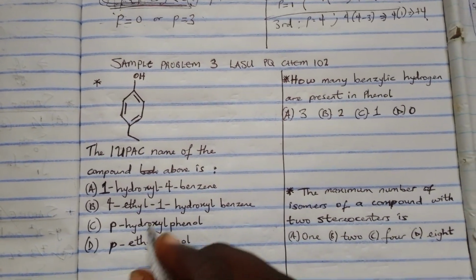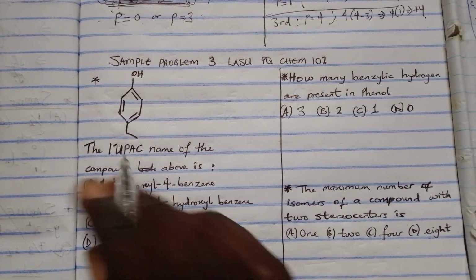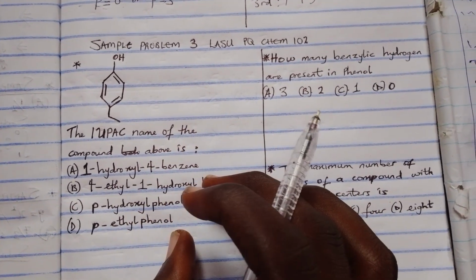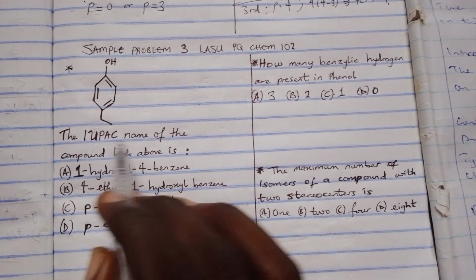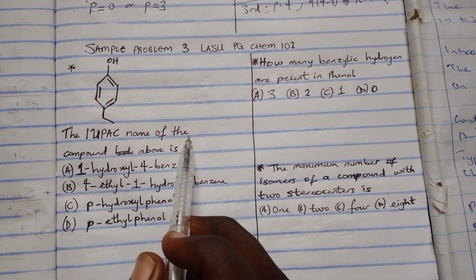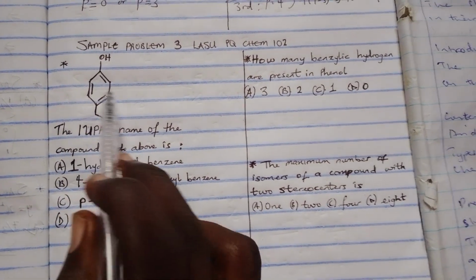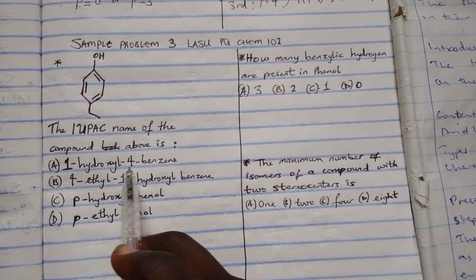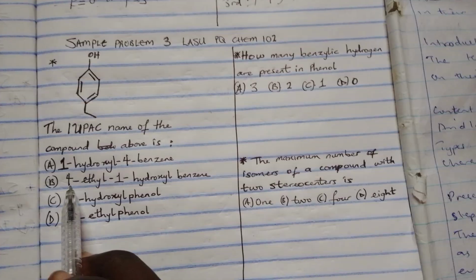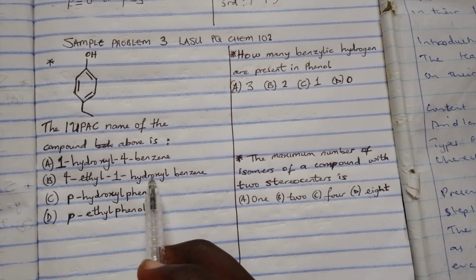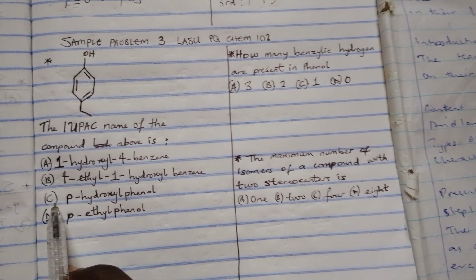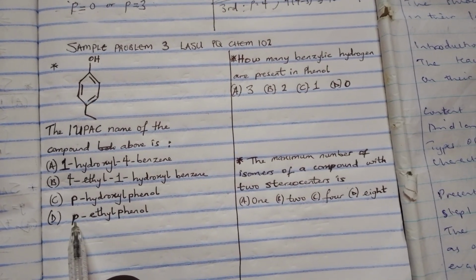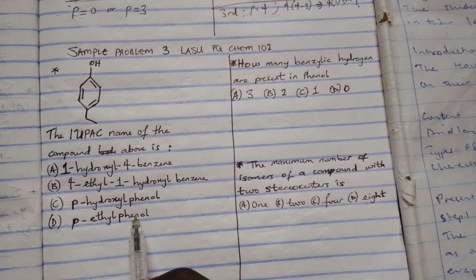Alright guys, let's look at this problem. Let's look at this Chemistry 102 LASU past question. It says the IUPAC name of the compound above, this compound that they are referring to, is: A, 1-hydroxy-4-benzene; B, 4-ethyl-1-hydroxybenzene; C, p-hydroxyl phenol; D, p-ethyl phenol.